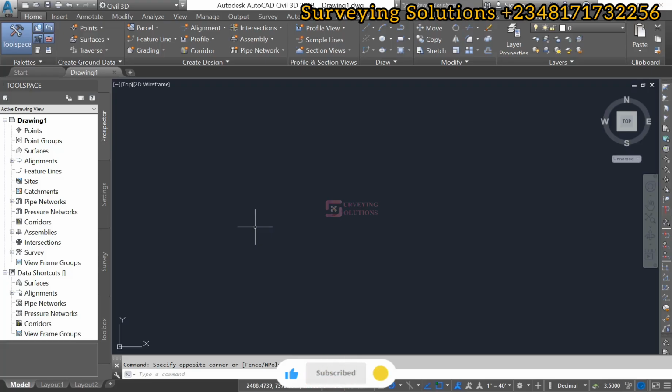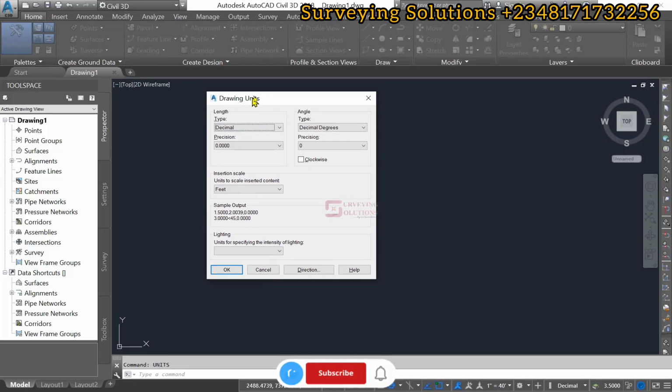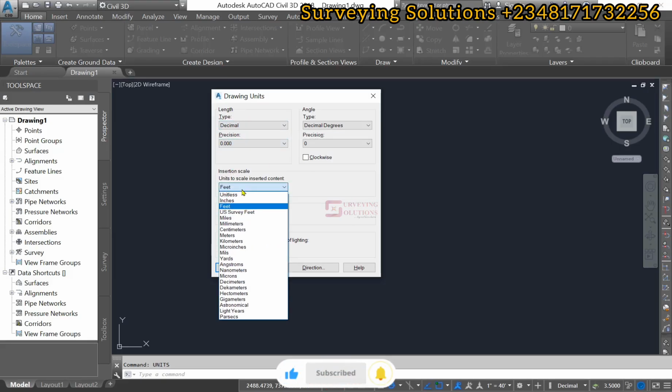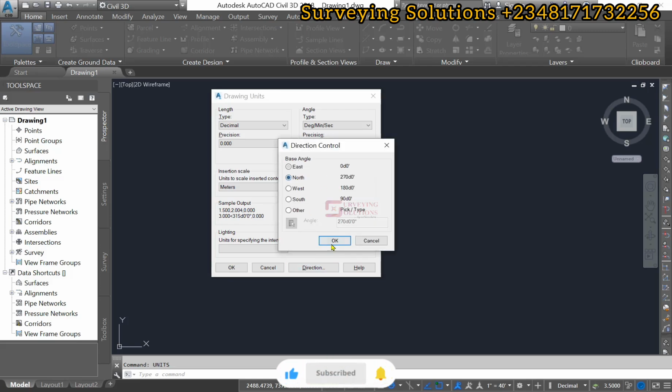So by default we used to go with UNIT or maybe UN, and then you click on enter. It comes up with the drawing unit window. The length is decimal, precision perhaps you take it to 3 decimal places, the scale here you make it meters, the angle, degree minute and seconds, clockwise, direction, north, okay and okay.